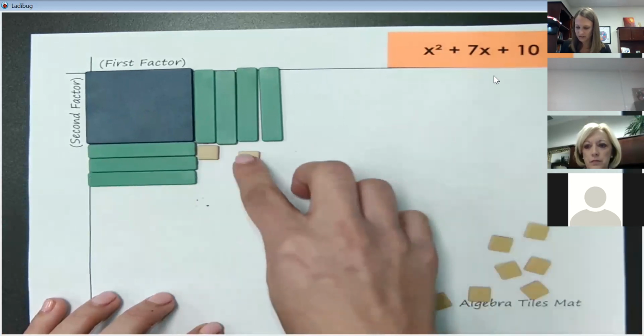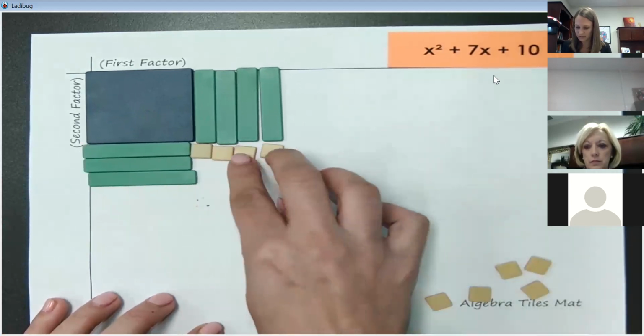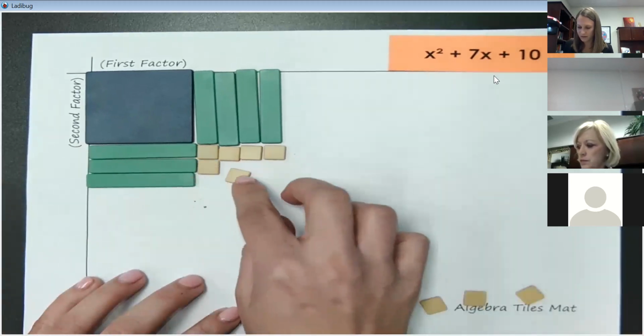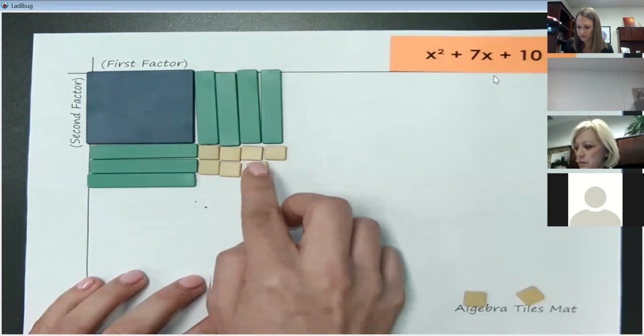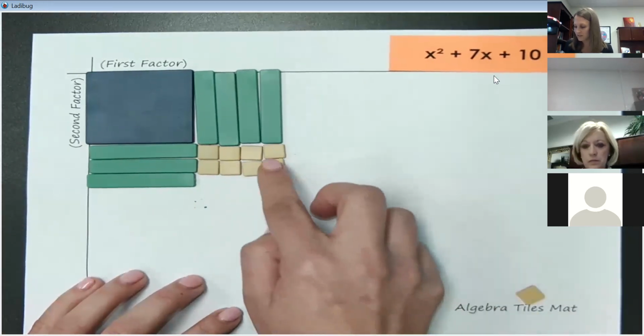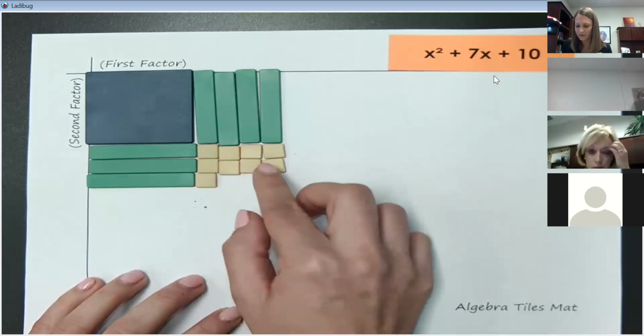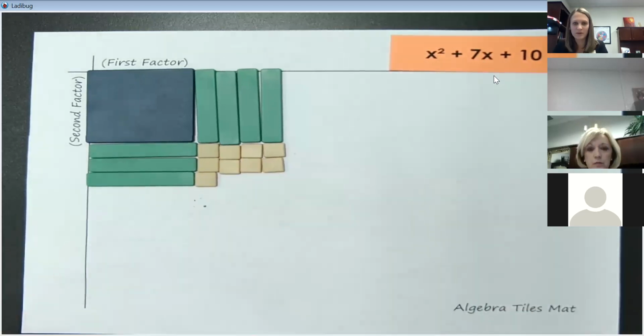All right. So I'm taking my lovely little pieces, and here we go, trying to build and make that rectangle to help me find my factors. All right, now, for this, the beauty in this is letting students experience it. Let them kind of wrestle with it. So if we look at this, did I make a rectangle? No, so it didn't work.